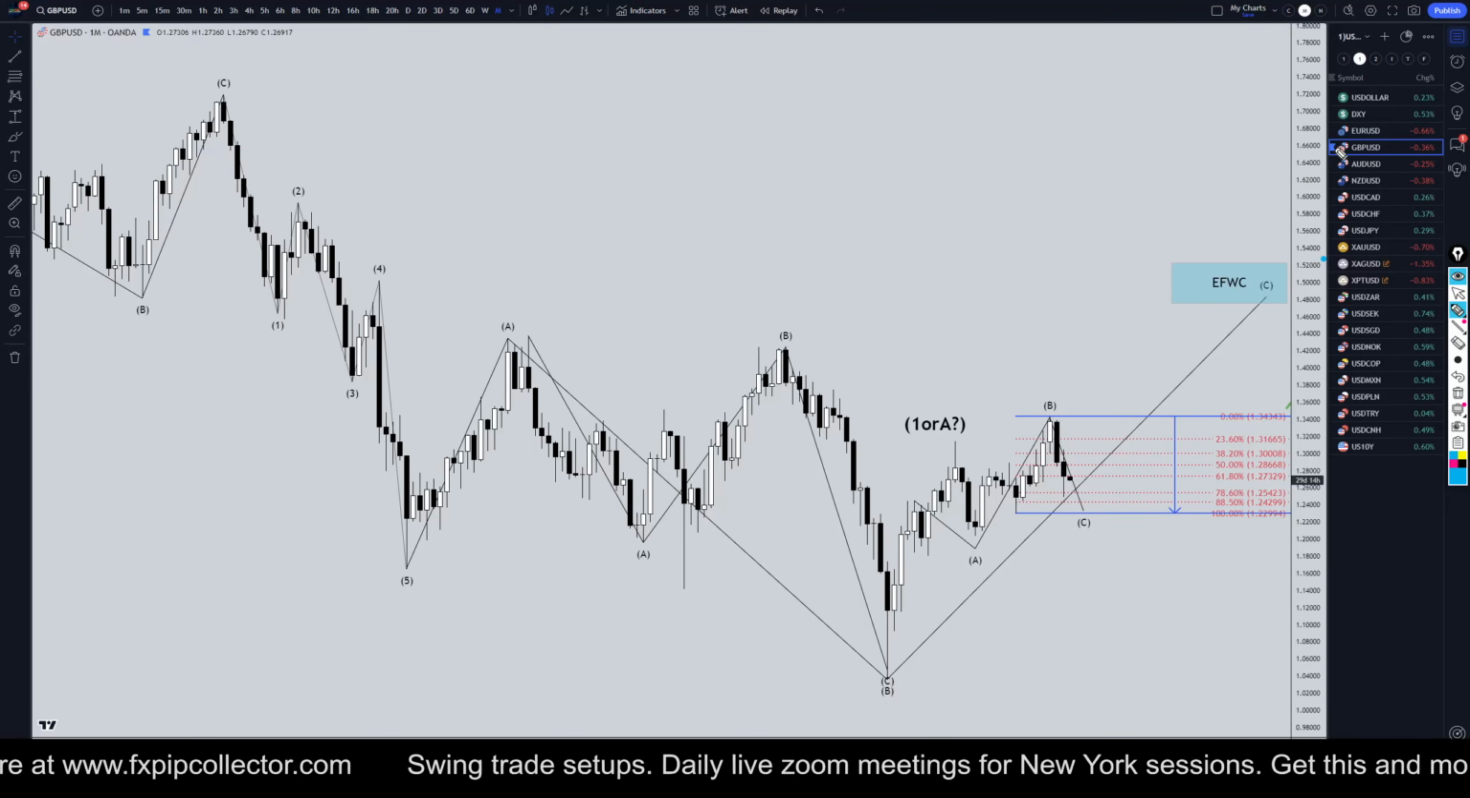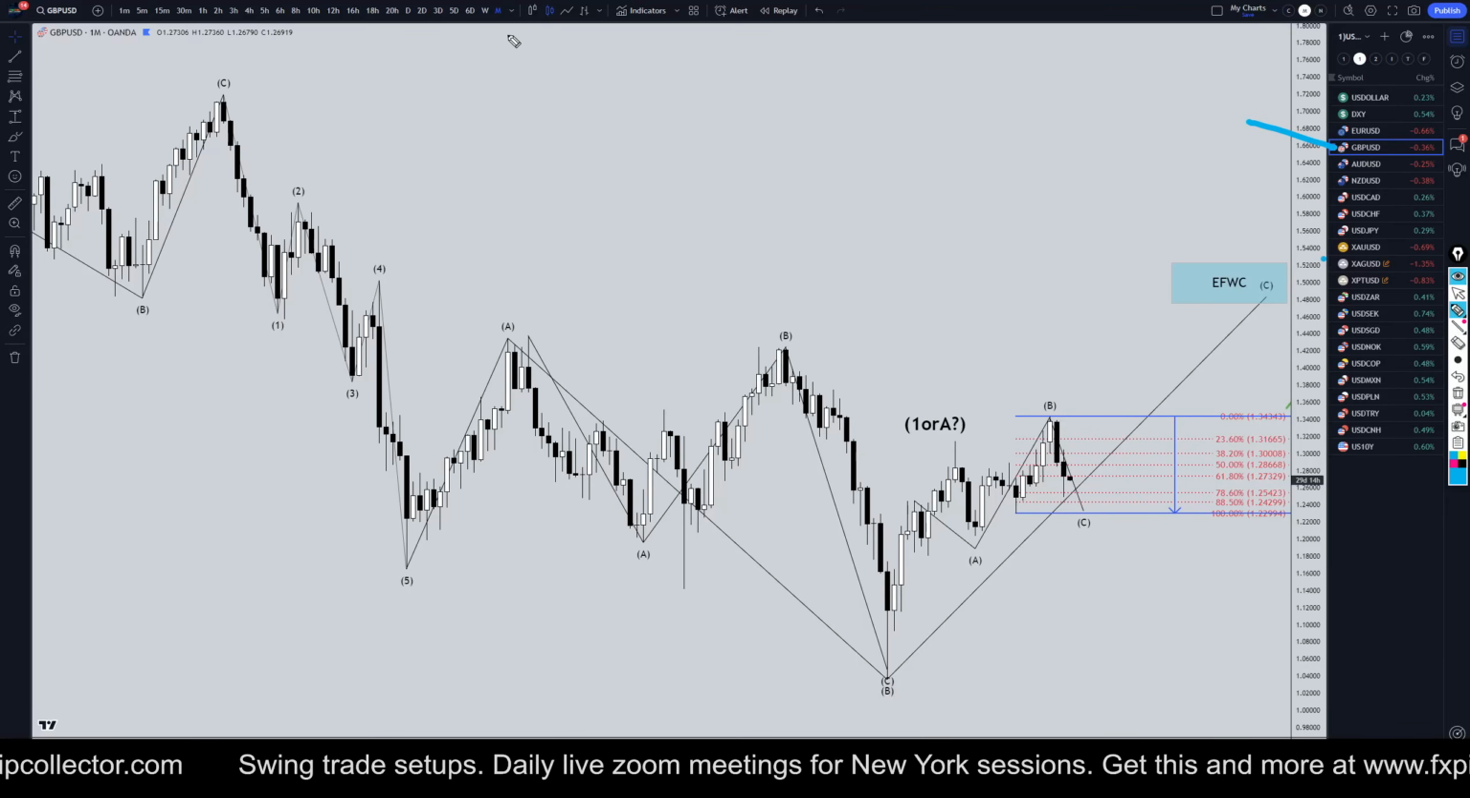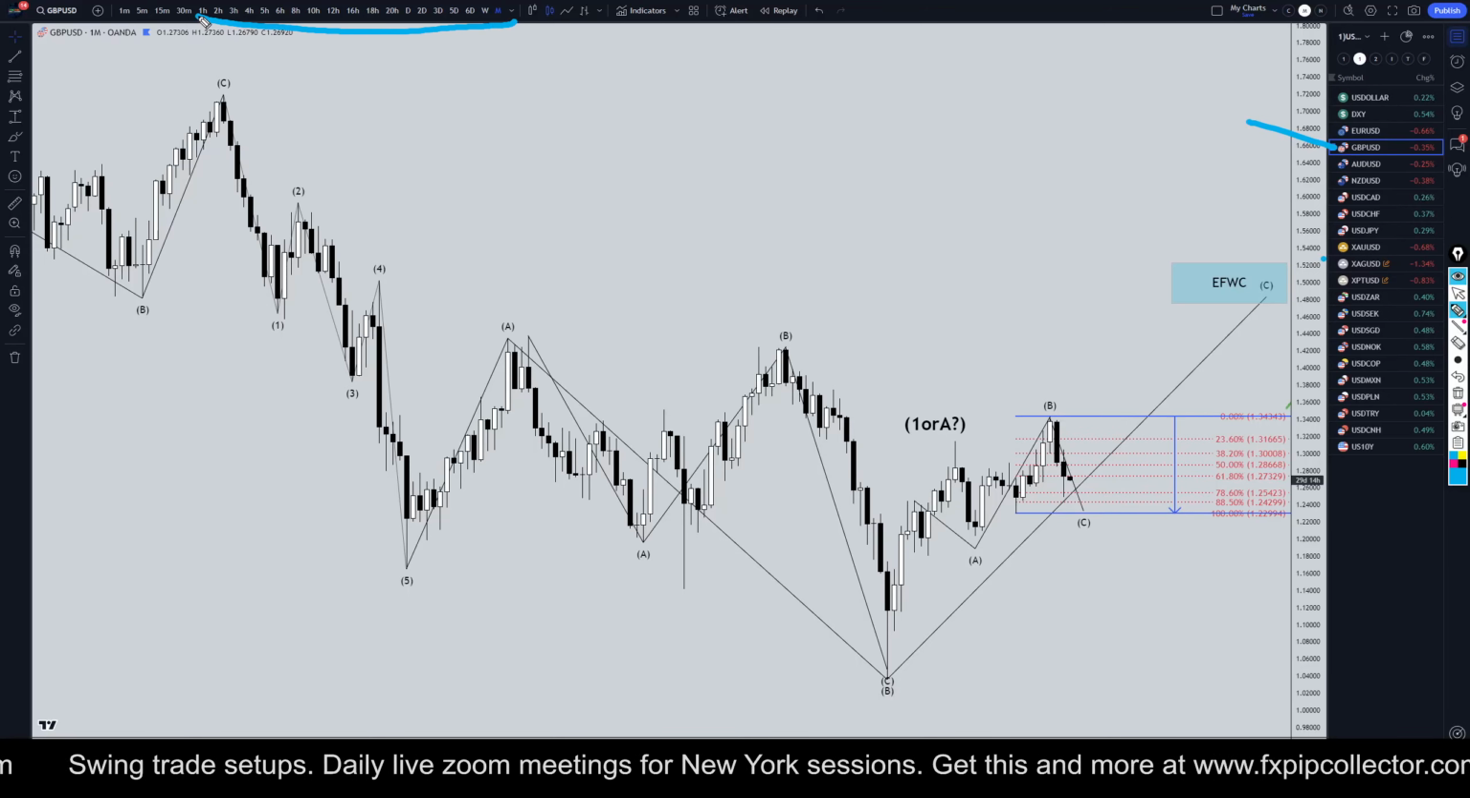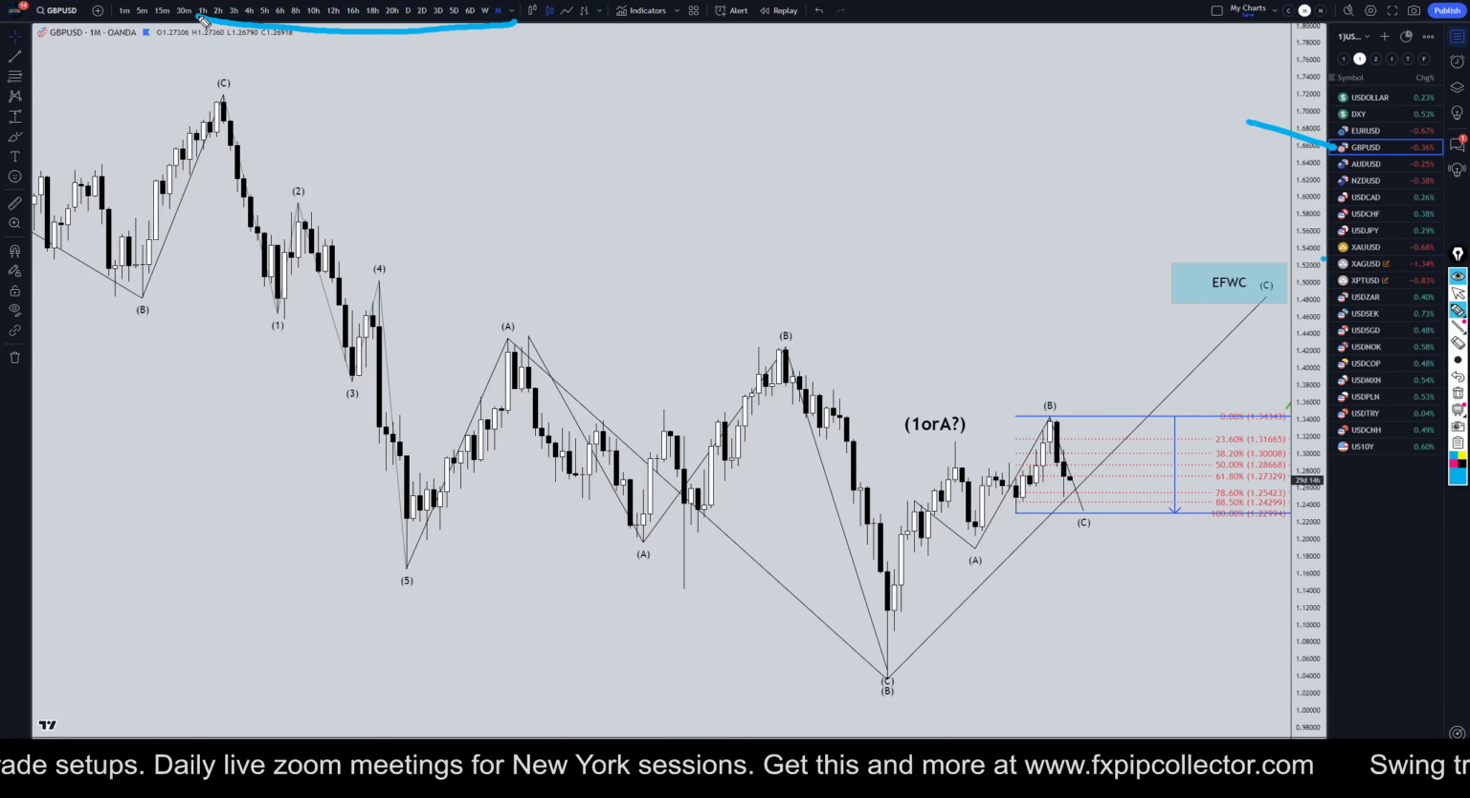I'm going to be analyzing the pound US dollar, starting on the monthly, working my way all the way down to the 1 hour time frame for the full top down analysis.